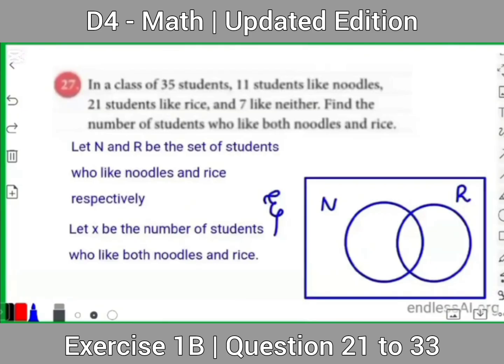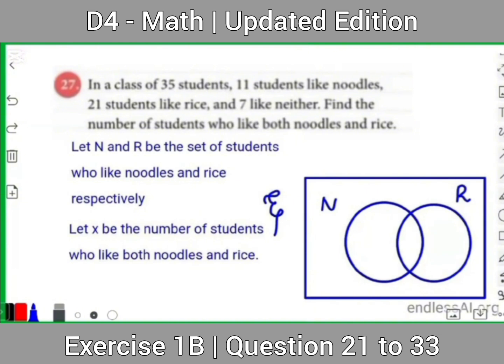Question 27 says, in a class of 35 students, 11 students like noodles, 21 students like rice, and 7 like neither. Find the number of students who like both noodles and rice. So let N and R be the sets of students who like noodles and rice respectively, and let X be the number of students who like both noodles and rice.